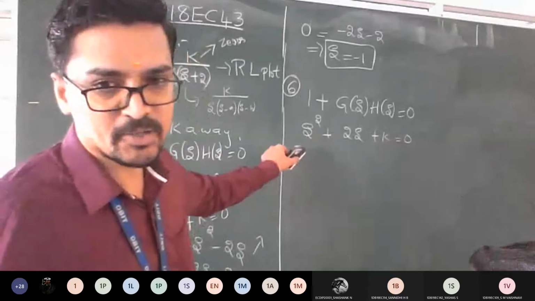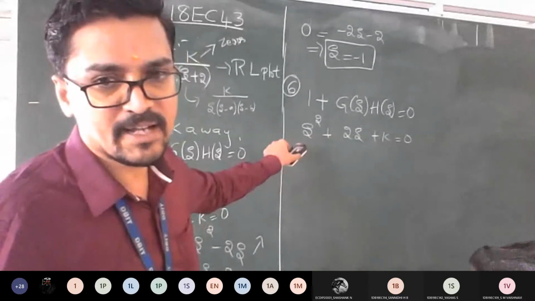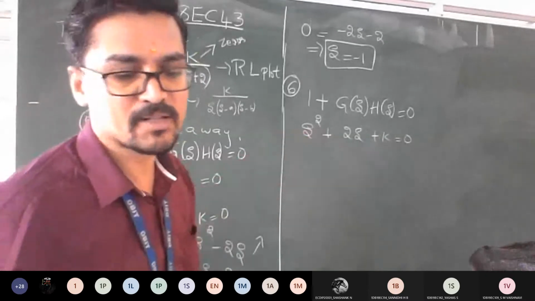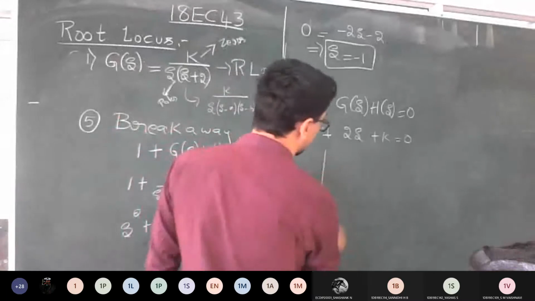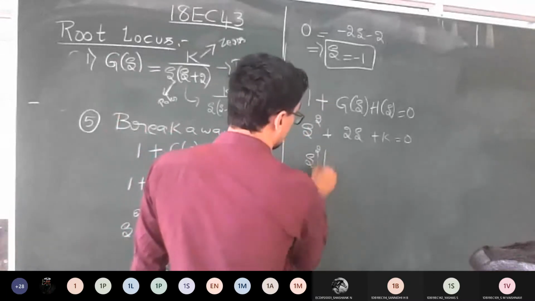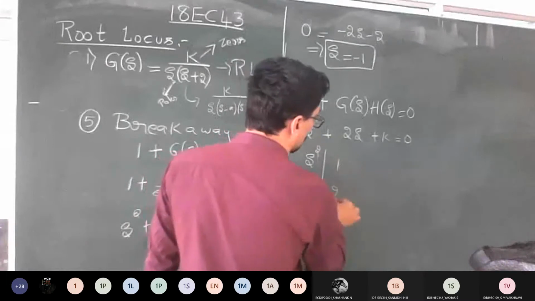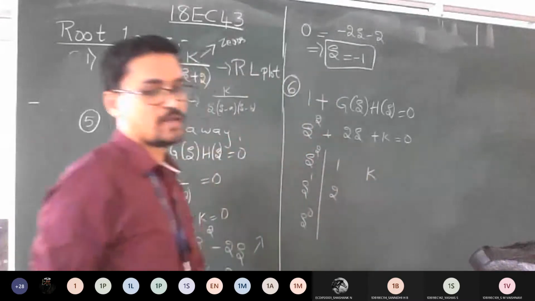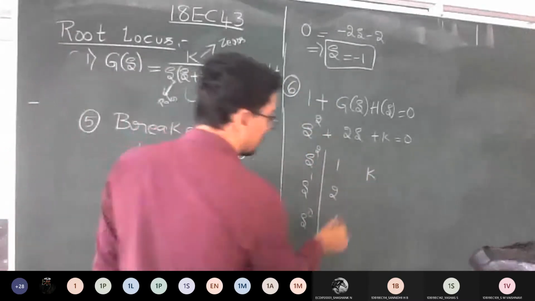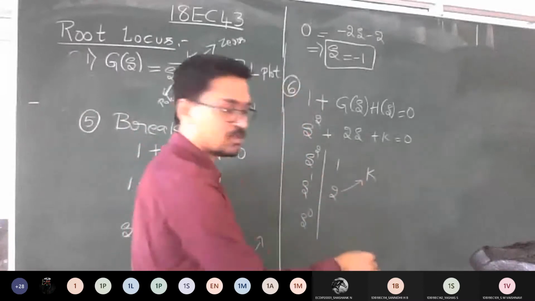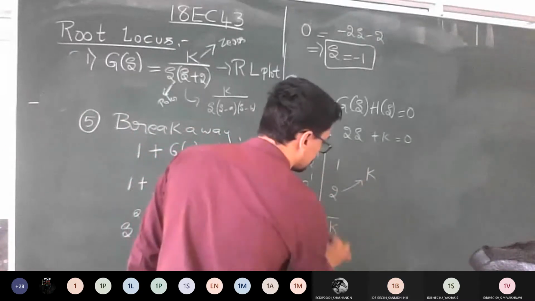To find that, you have to go with your formula and find it like how we did earlier, with the Routh array concept. So construct a Routh array: s square, s power 1, s naught. The values are 1, 2 and k. So what is this answer now? It's 2k minus 0 by 2, nothing but k only.